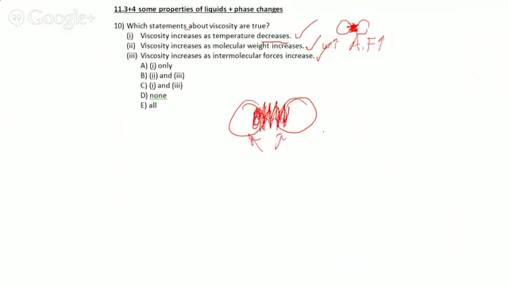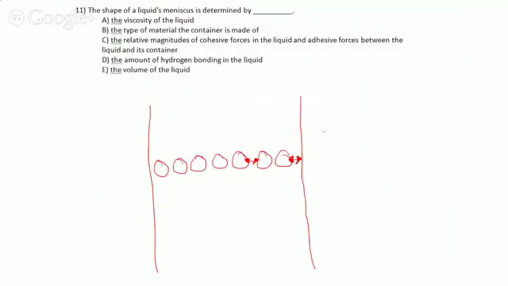All right, 11. The shape of a liquid meniscus is determined by blank. Remember, meniscus is that curve of a liquid. If you're looking at a graduated cylinder, it could be curved down, it could be curved up. Well, what's going on here? What's the difference?